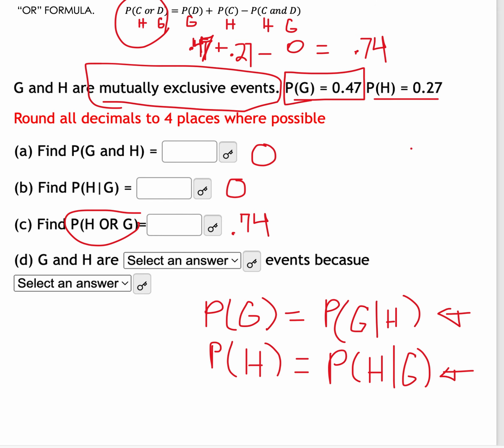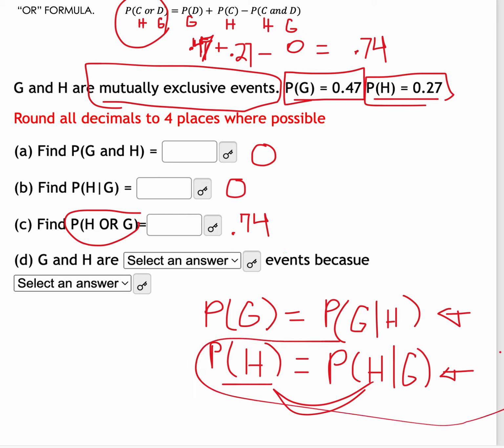And the information that we have up here, if I take the probability of H given G, we found that to be 0. But if you look at the probability of H, that is not 0. In order for this to be considered independent events, those two have to be equivalent. Because whatever happens with G, it should not affect the probability of H, which means these two should be the same. Because these two are not the same, the probability of H given G is 0 and the probability of H is 0.27, we would say they're not independent events, or we could say they're dependent events. And we would say that because these values are not the same.